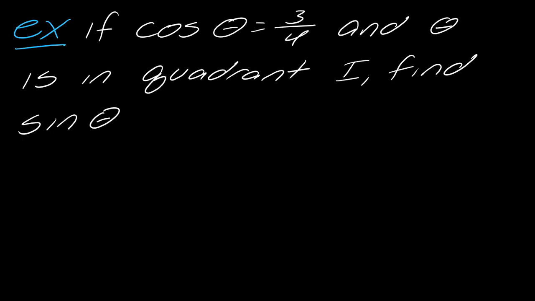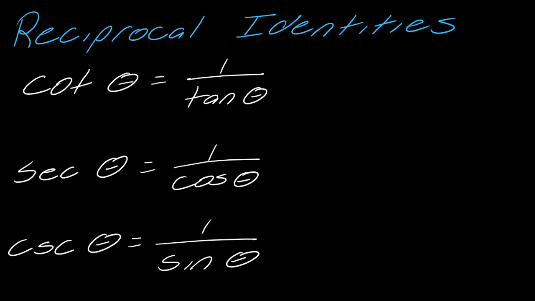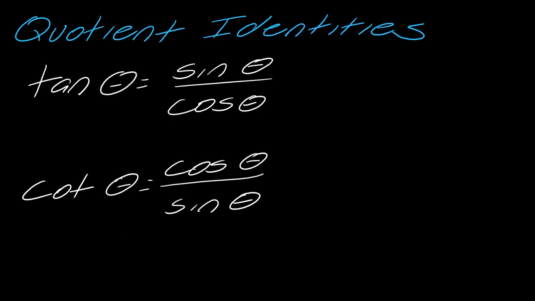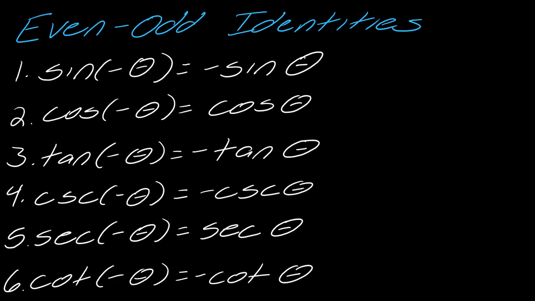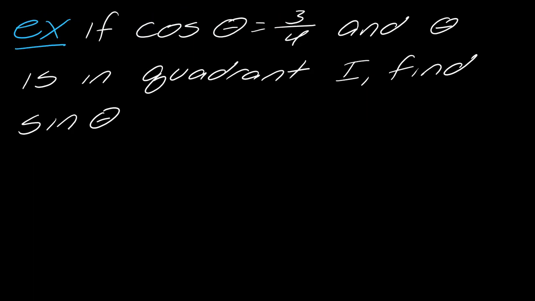Okay, so in this first example, we've got if cosine of theta equals 3/4 and theta is in quadrant 1, find sine of theta. So the idea behind this is that you think through these lists of identities. And what you're really looking for is what identity relates just cosine and sine together. That's kind of the trick with these.